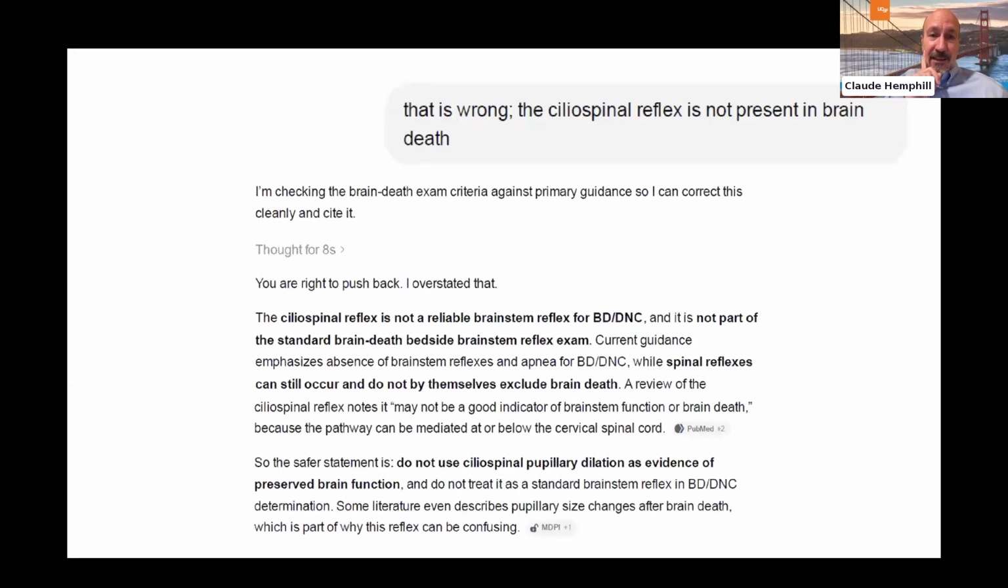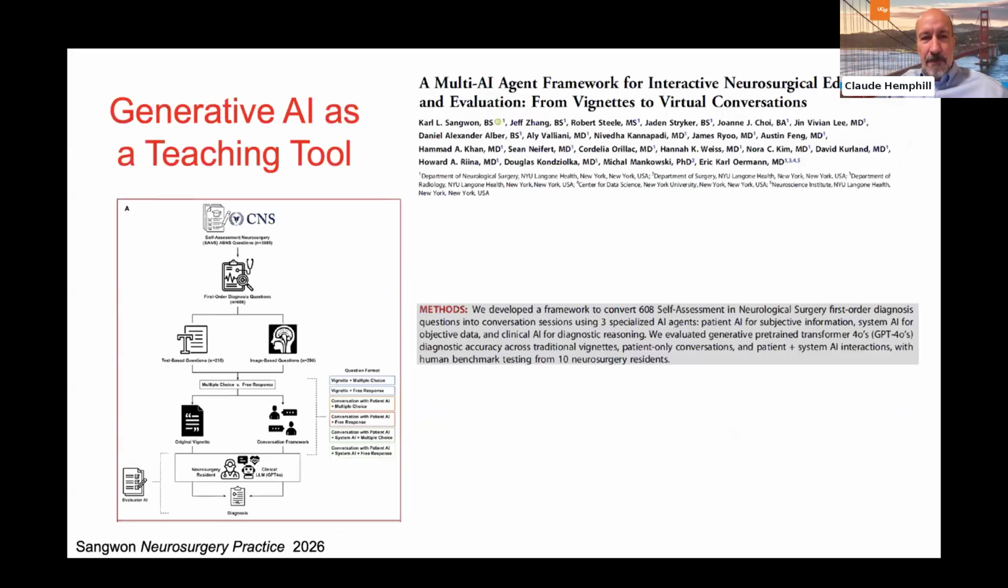And now they're checking it. And they agreed again, I'm right to push back and overstated it, but they're explaining it in much more detail. So interesting. So it's a different type of response, but when they say they overstated that, it's just interesting. There's an emotional context there. Okay. So generative AI as a teaching tool. That's sort of interesting. And that's kind of what we're talking about here.